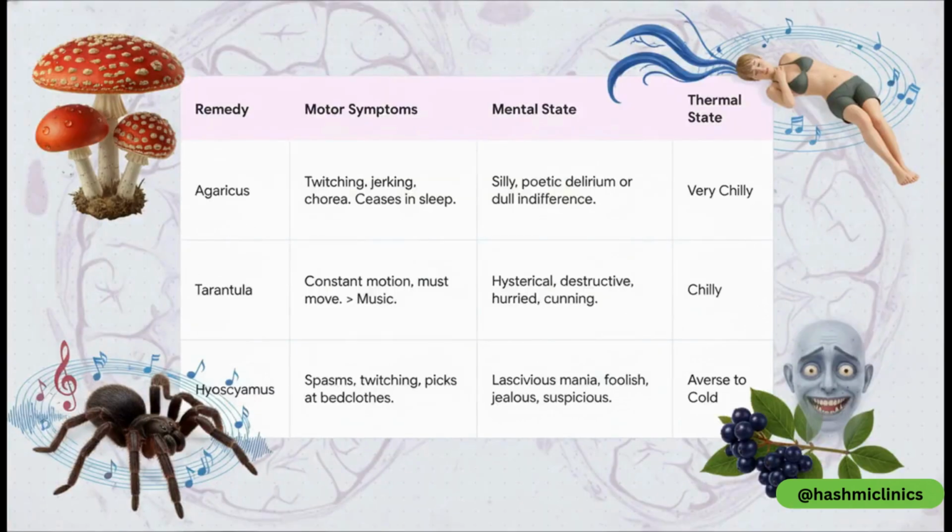You know, differentiation is key, especially with these other choreic or delirious remedies. You think about Tarentula's constant rhythmic motion that gets better from music, or Hyoscyamus with its shameless lascivious mania. Agaricus is so different. It's distinguished by its silly, poetic delirium, its profound chilliness, and of course that all-important keynote, the twitching stops during sleep.